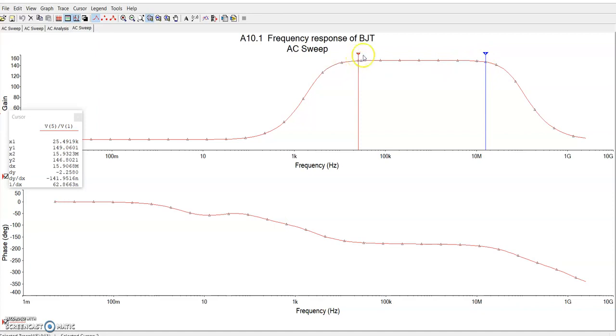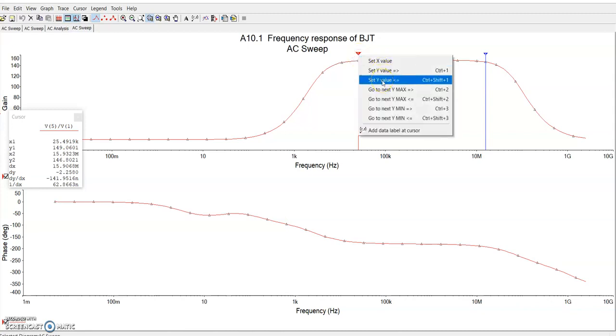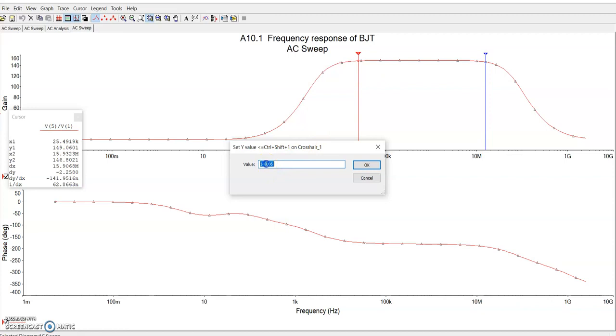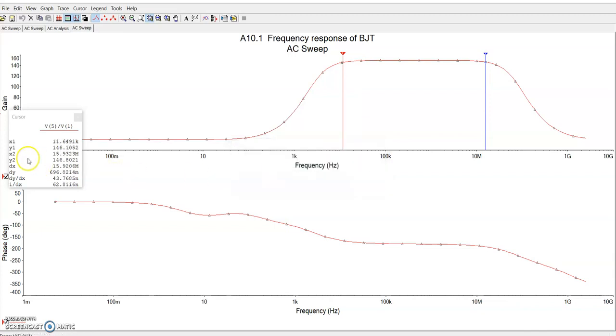Similarly for the first cursor also. Right click on the cursor, set Y value. We can give 146. Now we can see what the bandwidth is. This is the high frequency level and this is the low frequency level. The difference between the high frequency and low frequency level is the bandwidth. This is the x-axis, so the dx will be the bandwidth. Here the bandwidth is 15.92 megahertz.